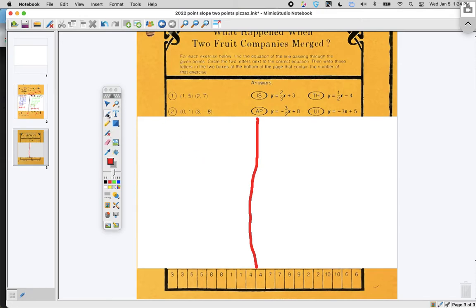So no worries. We've been doing that all throughout December. So I'm just going to quickly write down (1, 5) and (2, 7). The first one I'll do a little slower. The second one I'll do much faster.